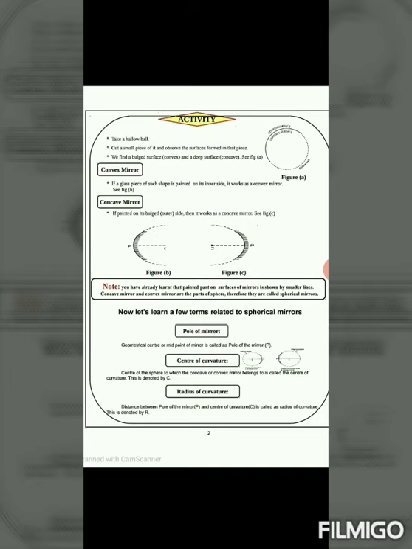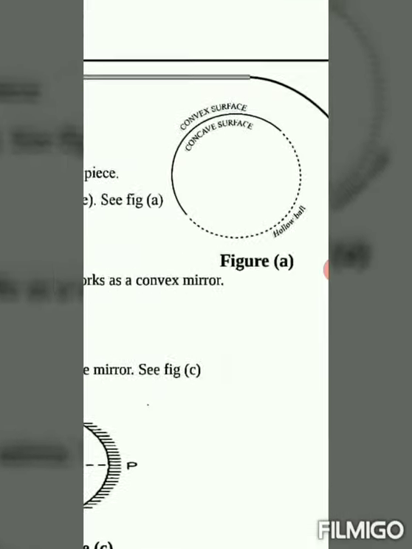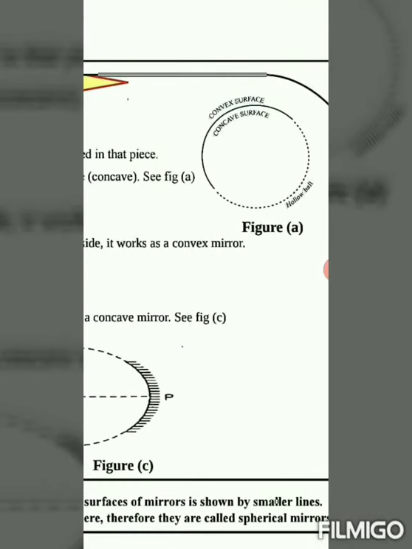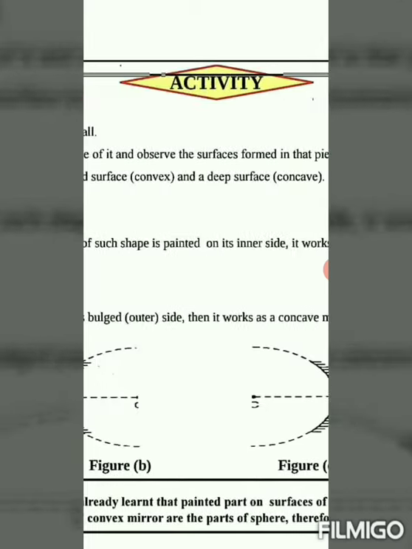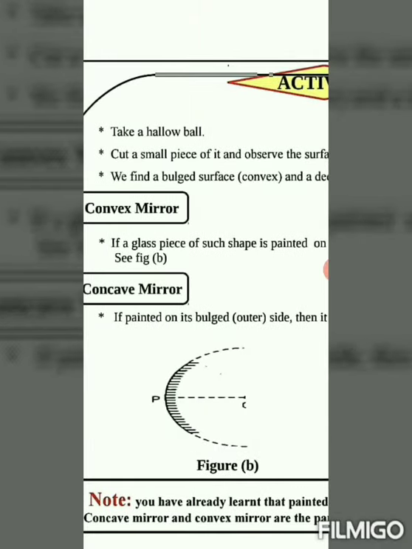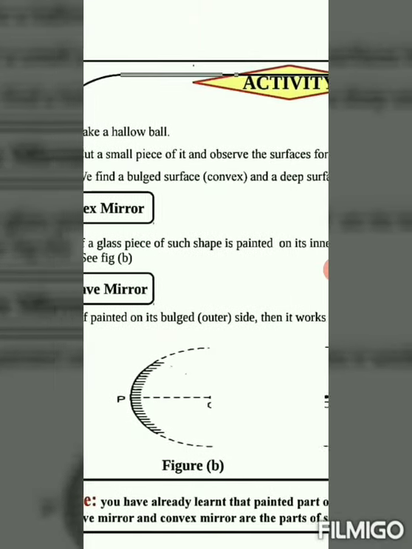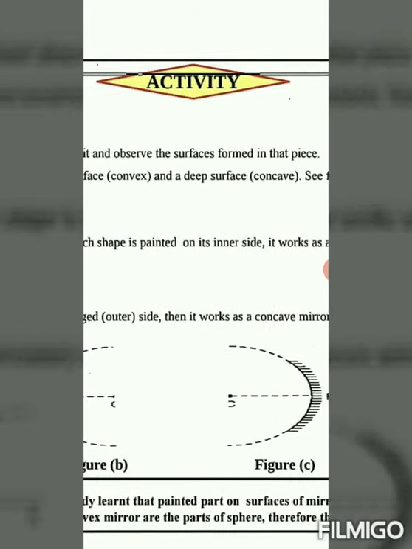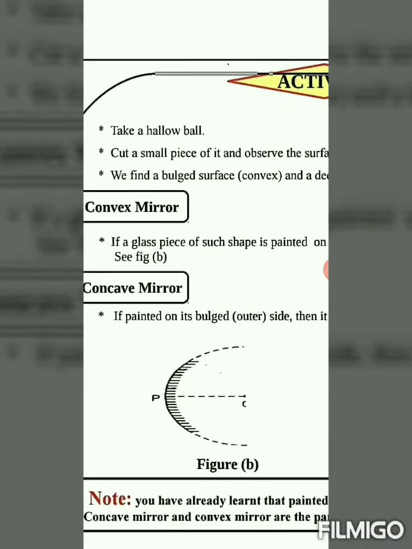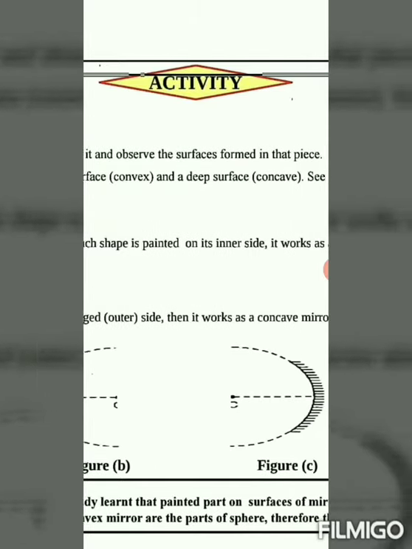We all know that in previous classes we learned about plane mirrors and curved surfaces. In the same topic here, look at this diagram, figure A: convex surface and concave surface, and the halo ball. One example was given. Take a halo ball, cut a small piece of it, and observe the surfaces formed in the piece. We find the bulged surface and the deep surface.